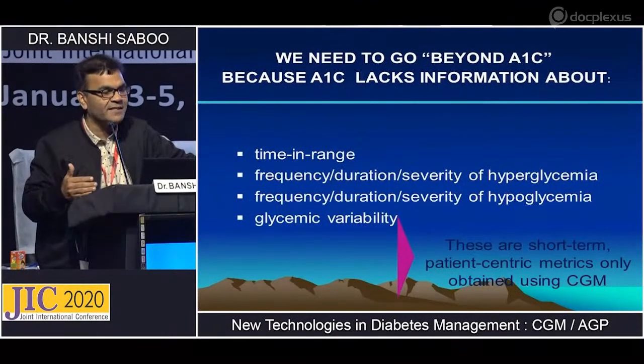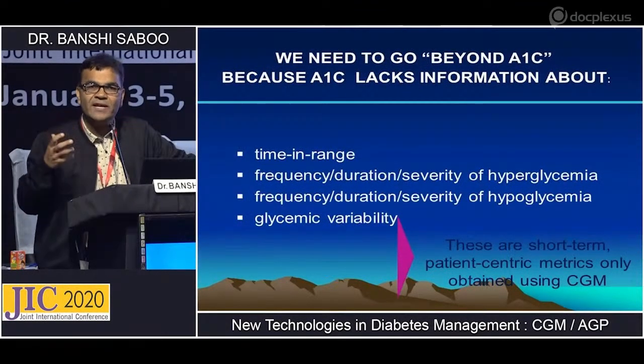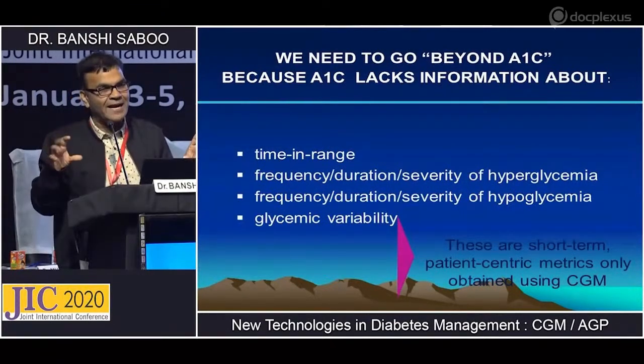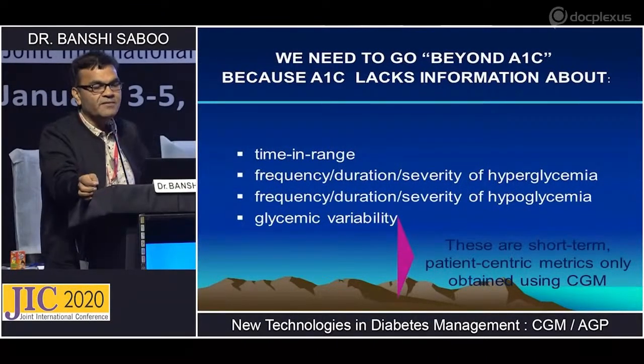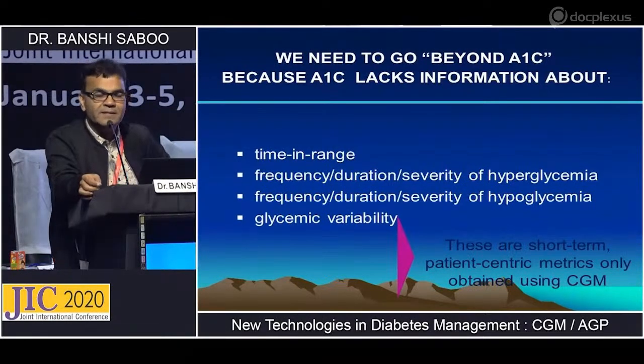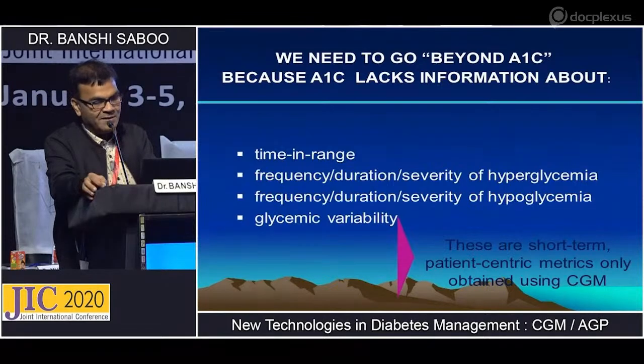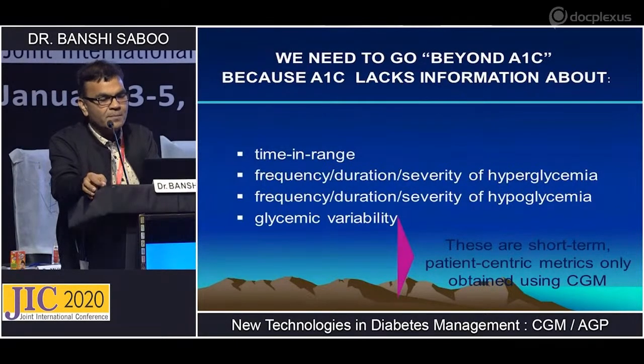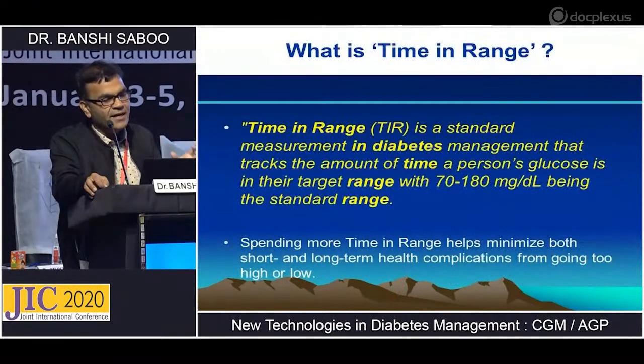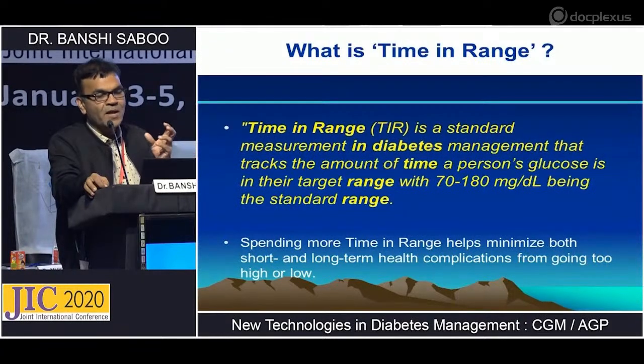It's not just A1C. We have to think time in range. It means glucose in range most of the time, the frequency, duration, and severity of hyperglycemia, frequency, duration, and severity of hypoglycemia, and overall glycemic variability. These are short-term patient-centric metrics, but they can be obtained only through continuous glucose monitoring. Time in range is a concept which means how much time the patient remains in a glucose range between 70 to 180, and that's the standard range.